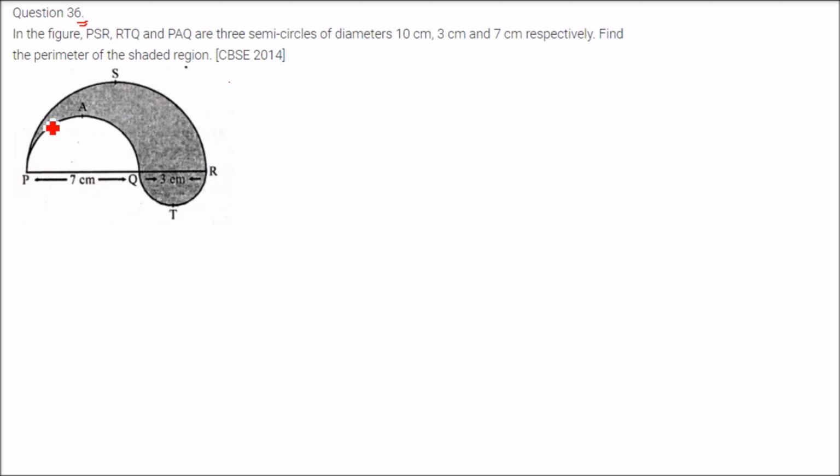Next is, in this figure, PSR, RTQ and PAQ. These are three semicircles of diameter 10, 3 and 7. We have to find out the perimeter of the shaded region. So first, perimeter means this will be the first semicircle. Let me just mark it, 1, 2 and 3. So first the perimeter of the first one. Then we have to add the second one. And then we have to add the third one.